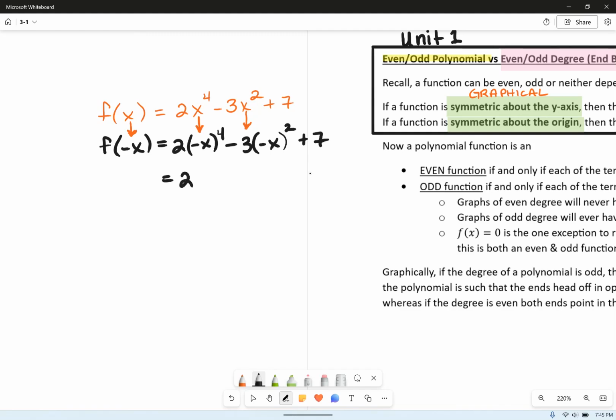So 2 negative x to the fourth power becomes positive. And then we have negative x squared, right? We have this piece right here. Negative x squared is going to become positive, right? Because 2 negatives make a positive, right? So that's positive, but that has to multiply by negative 3. That positive has to multiply by negative 3. So that means it's going to stay negative.